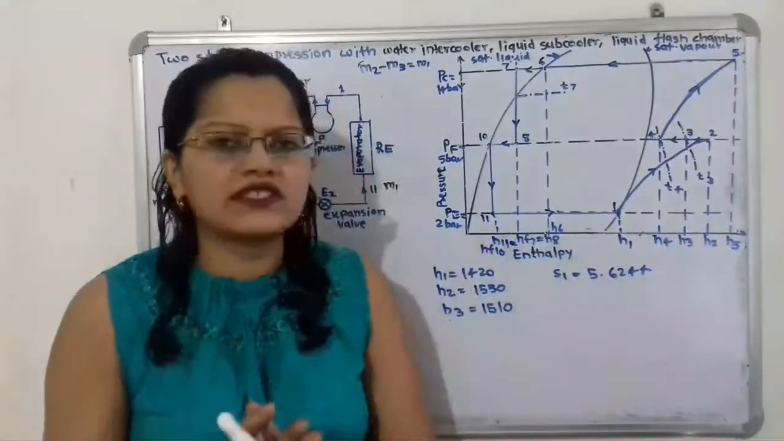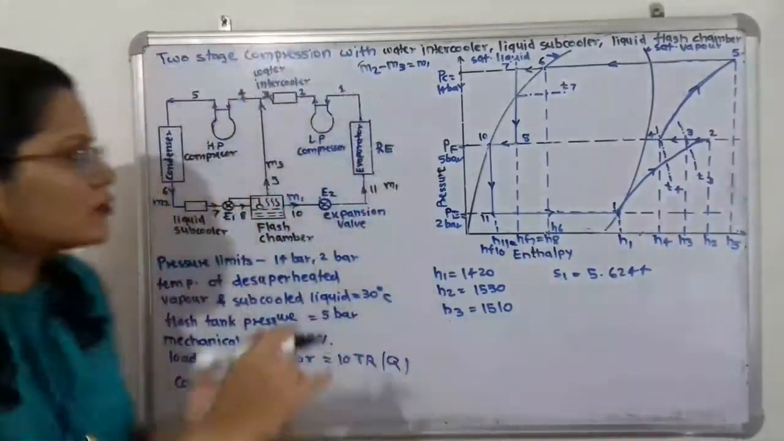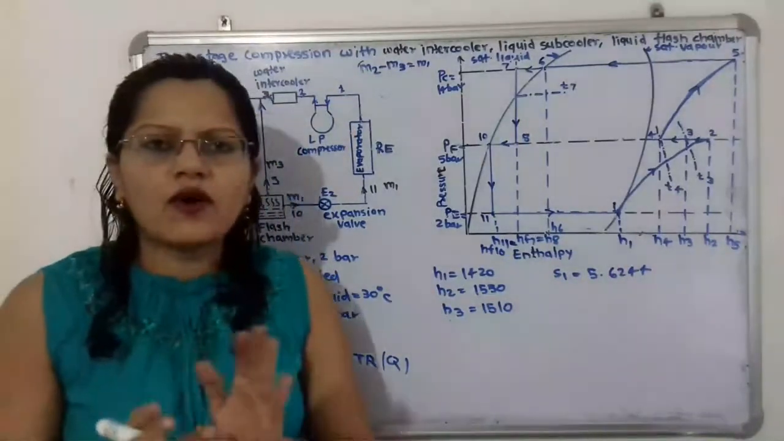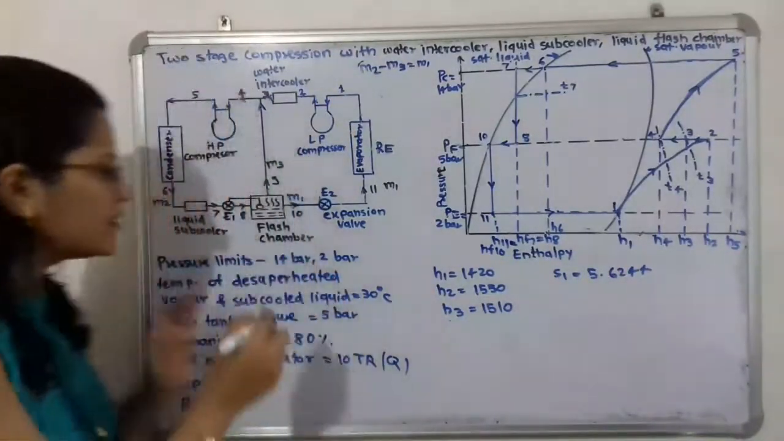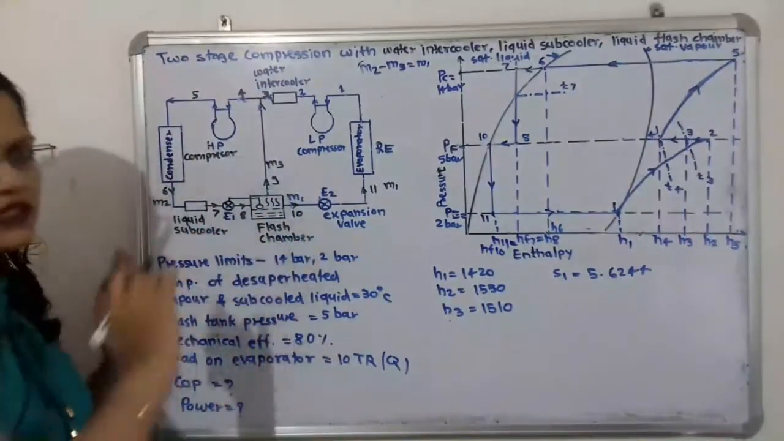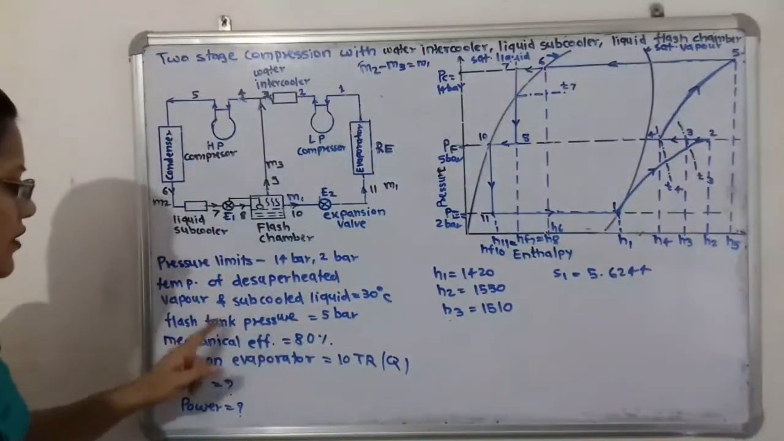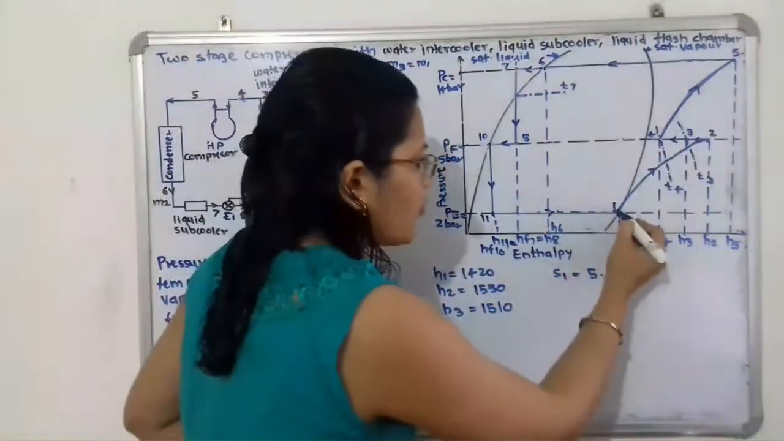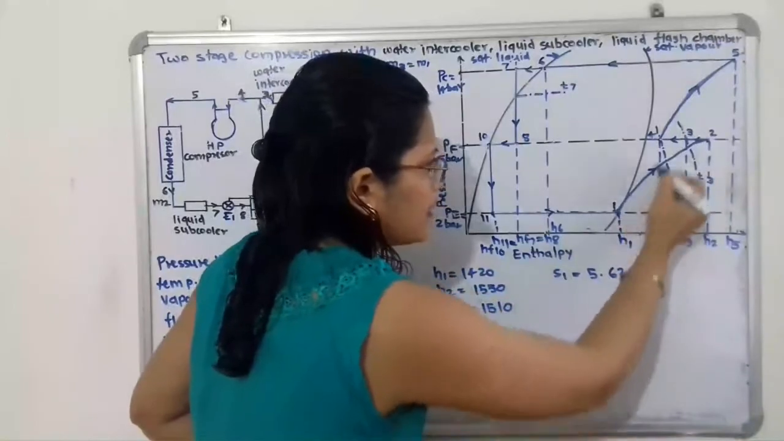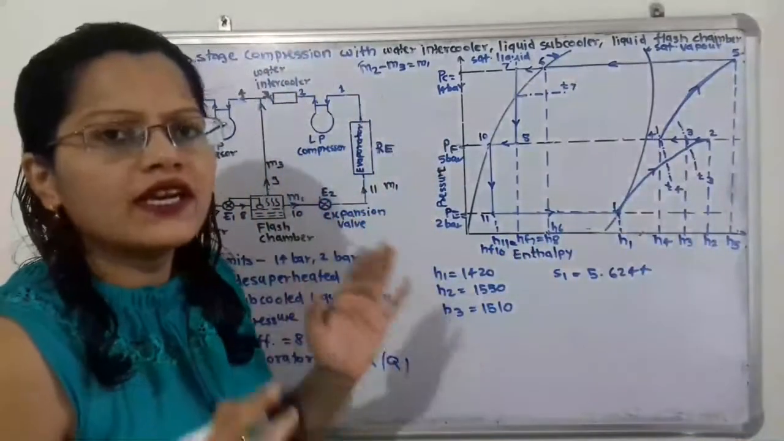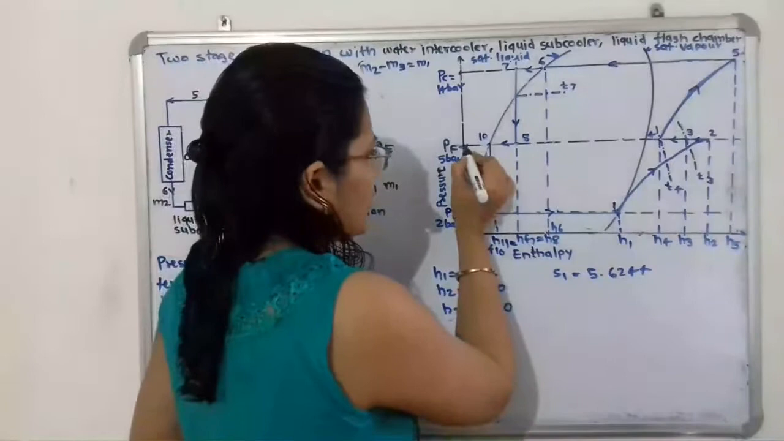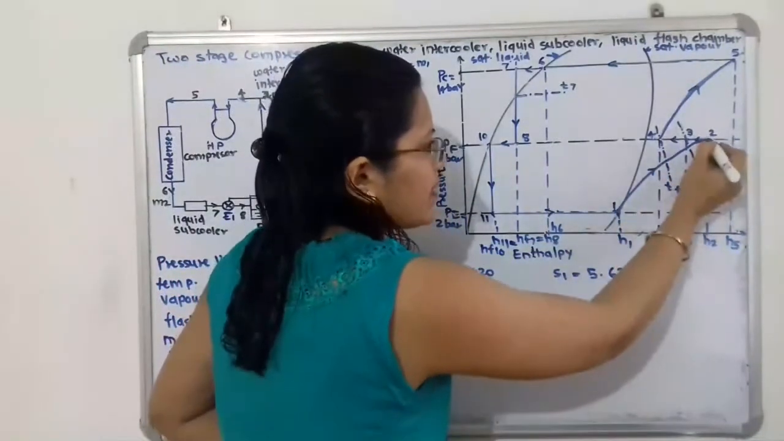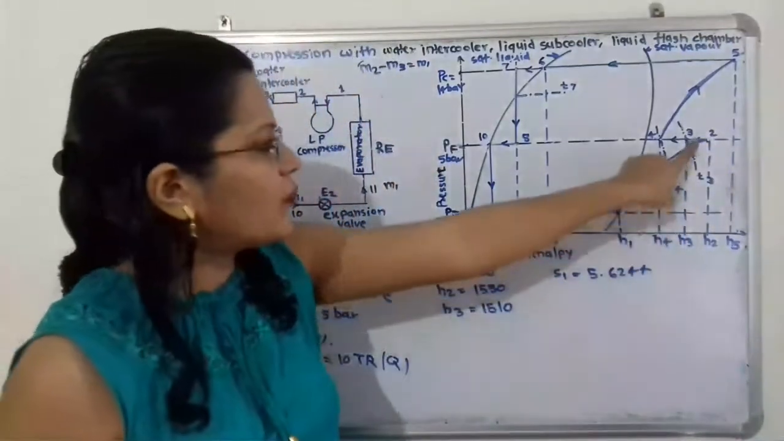So at this constant entropy, compression process is taking place, but up to which pressure? Up to this flash chamber pressure, and that is given, that is equal to 5 bar. So here is the line of 5 bar, and here at this point 1, this is the line of constant entropy. If we take the intersection of these two lines, the 5 bar pressure line and this line of constant entropy, here is the point of intersection, and that is the point 2.